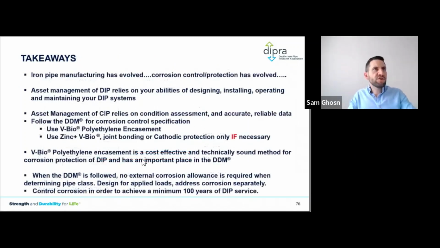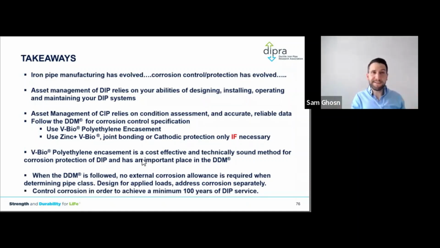Takeaways of this presentation: iron pipe has evolved over the years. It is, and corrosion control and protection has evolved over the years. Many cities across North America still rely on ductile iron pipe, although in your environment, if you're in Ontario, there's a good chance that you're relying on cheaper other type materials that are in the market. Asset management of ductile iron pipe relies on your ability to design, install, operate, and maintain your systems over the years, regardless of pipe material, to be honest.